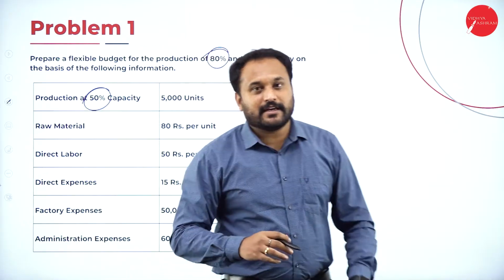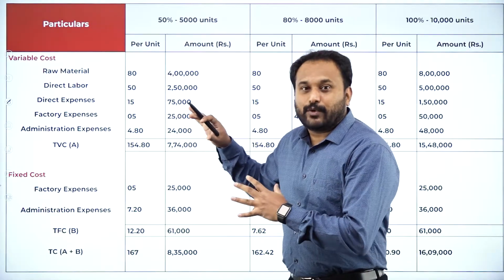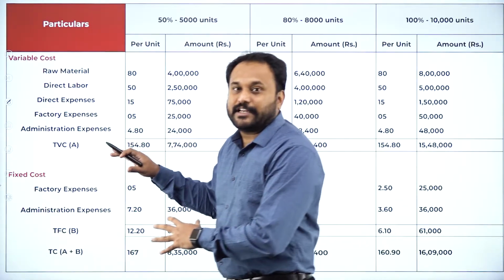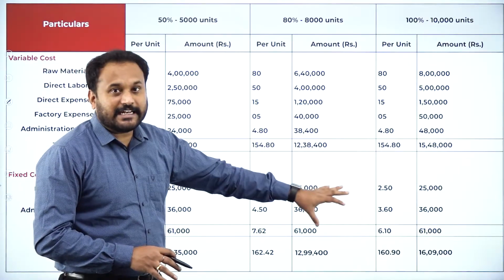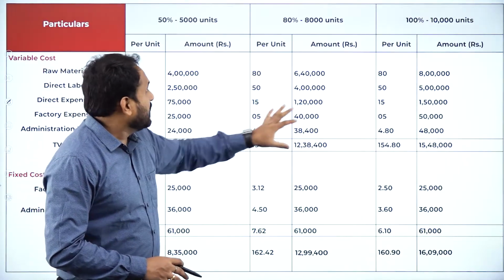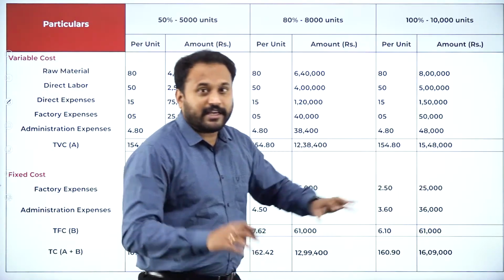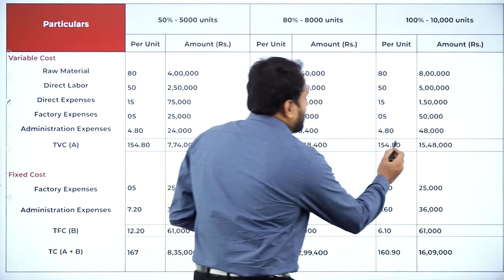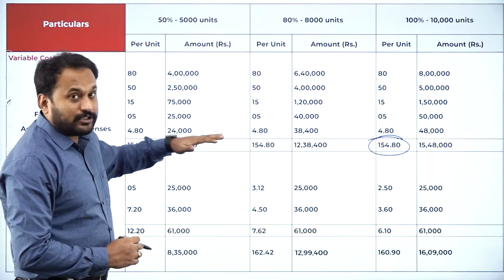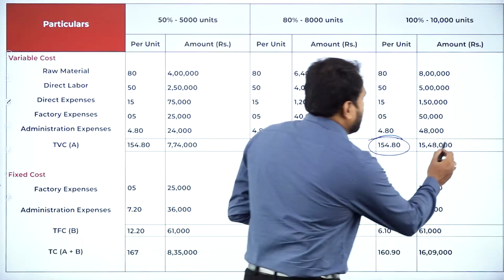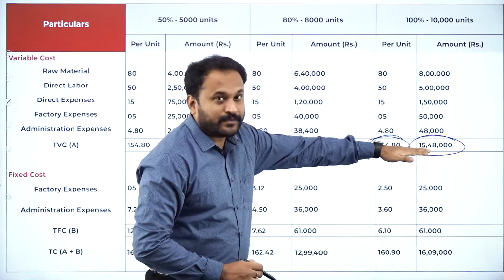And let's go with our tabulation. If you have not solved the question, students, I want you people to take a screenshot of this and go through each and every entry here. So we had done 50% and 80%, the 100% was the remaining one. If you have got 154 rupees 80 paisa for TVC, total variable cost, and the amount is 15,48,000, your answer is correct till here, right?